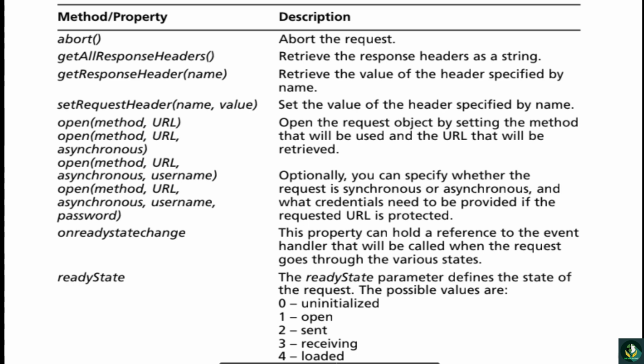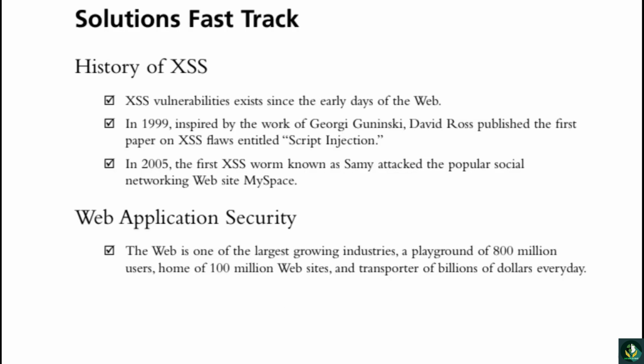And the description: open the target object by setting up the method that will be used and the URL that will be retrieved. Optionally, you can specify whether the request is synchronous or asynchronous and what credentials need to be provided if the requested URL is protected.